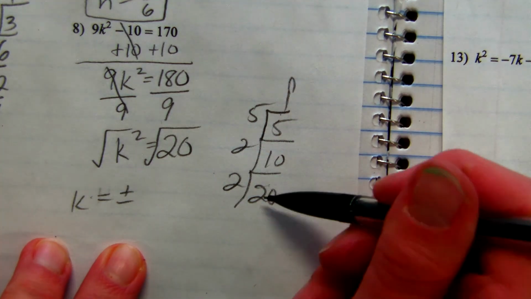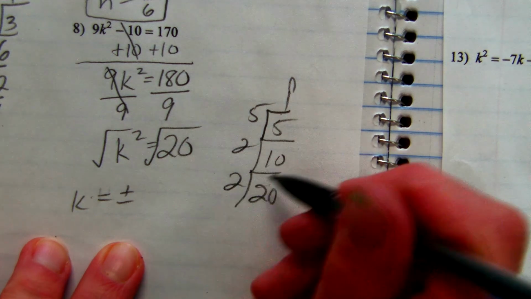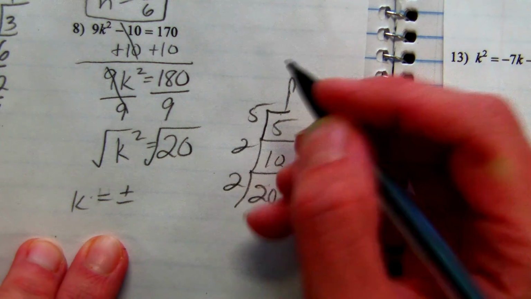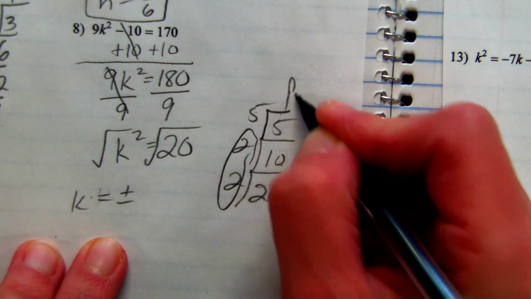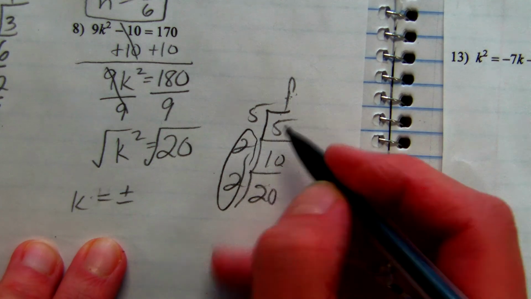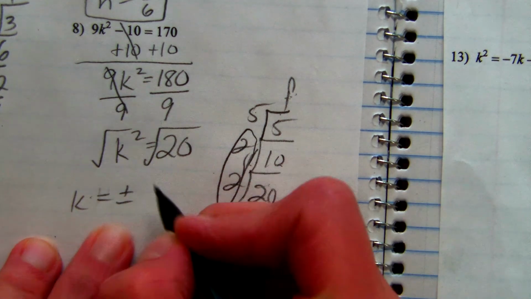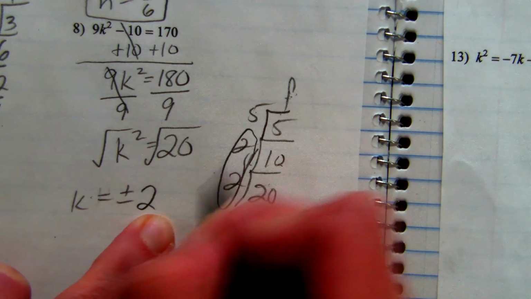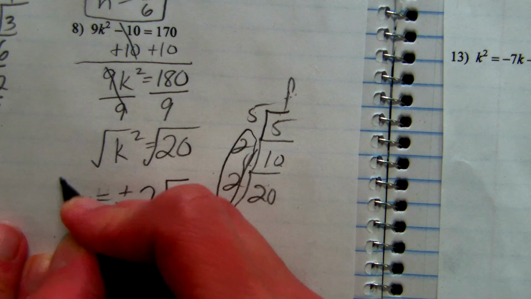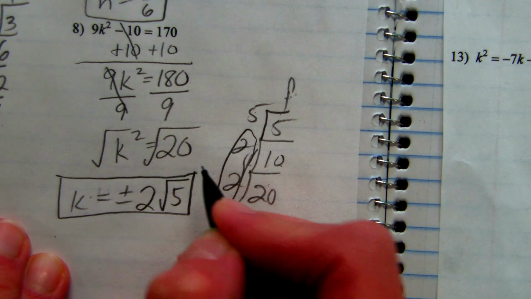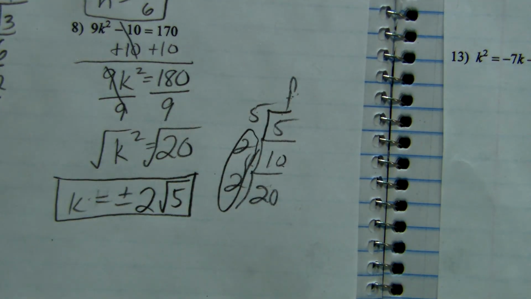So we just took 20 divided by 2, got 10, divided by 2, got 5, divided by 5, got the birthday candle on the top. I get to 1, we know we can stop. And so I have a pair of 2's, that's 2 squared. If I square root that, that's 2. 5 goes on the inside. I've got the plus or minus. And that's it for the first half of this lesson.